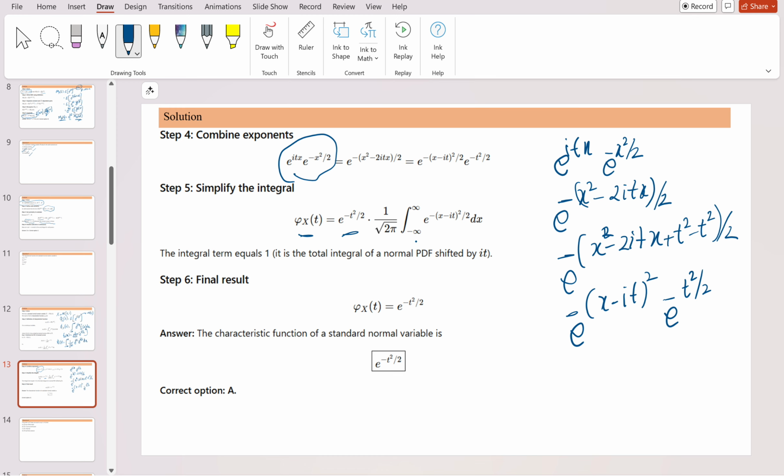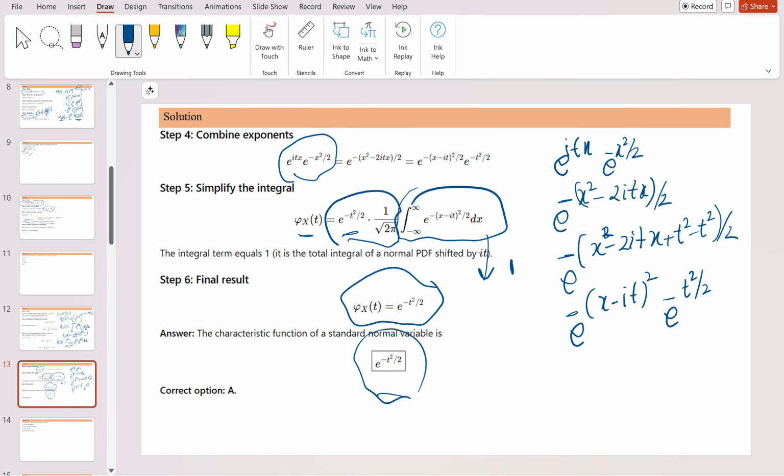1 upon root π. Here we are separating the values, taking only the terms in x. So the overall integral becomes minus infinity to infinity e to the power minus (x minus it) whole square by 2 dx. When you integrate it, the integral term equals 1, because it's the integral from minus infinity to infinity of e to the power minus x square by 2 only. It means a normal distribution shifted by the it term only. So this will become 1. So the final φx(t) will become e to the power minus t square by 2. Okay, so the characteristic function defined on the standard normal variable will be equal to e to the power minus t square by 2.